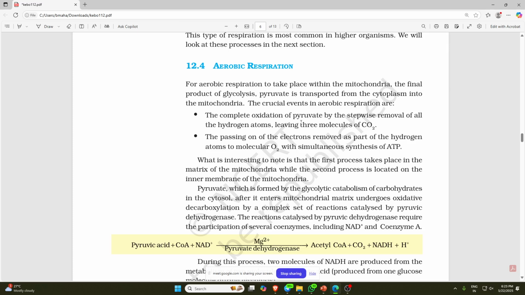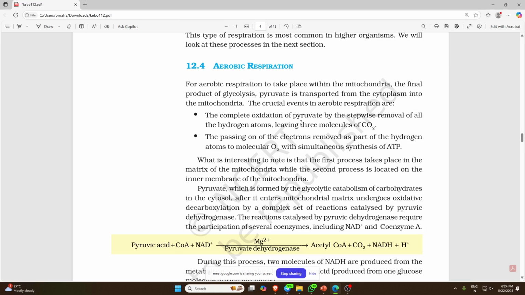In glycolysis, the 6 carbon compound glucose is converted into the 3 carbon compound pyruvate. Now, this 3 carbon pyruvate will be oxidized in the whole process of aerobic respiration in the mitochondria, and it will release 3 molecules of carbon dioxide. Means all the carbons will be completely oxidized.